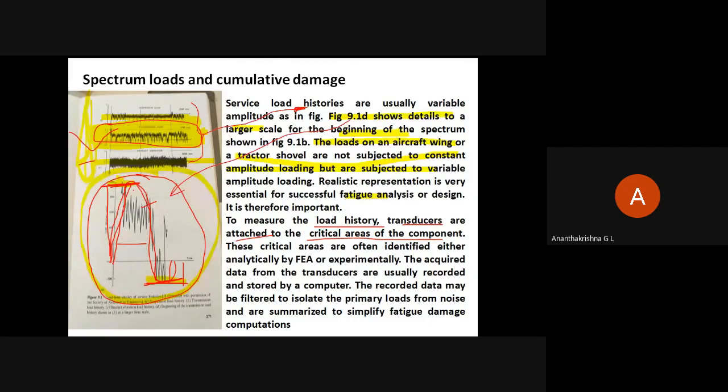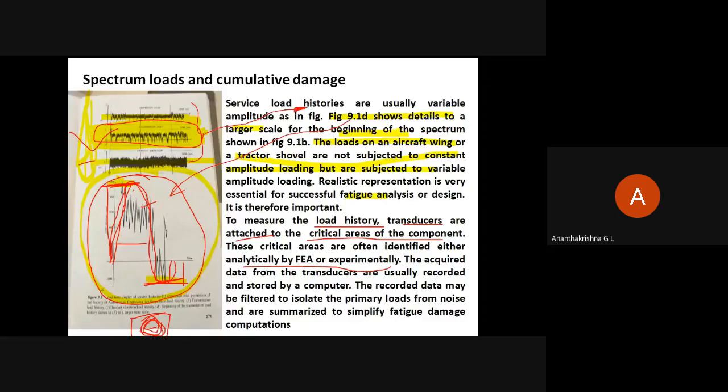So how do we find critical areas in a component? That can be done by the finite element method. Suppose you have a plate with a hole, I think you have done the plate with a hole case, which is easy to understand. Using finite element analysis, we can find out that around the discontinuity, that is the hole, we will have maximum stress, correct? Around the hole we are going to have maximum stress. So that is going to be the critical area of the component. Near that critical area, we are going to mount our transducers and subject the component to loading, and then extract the spectrum as we have got over here.